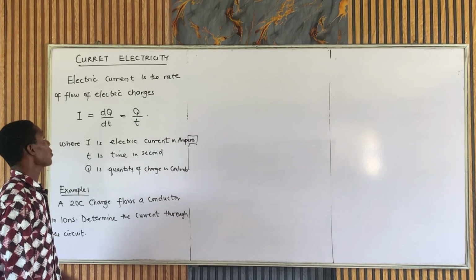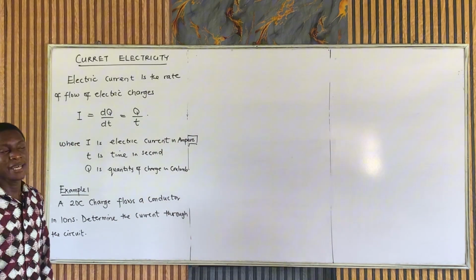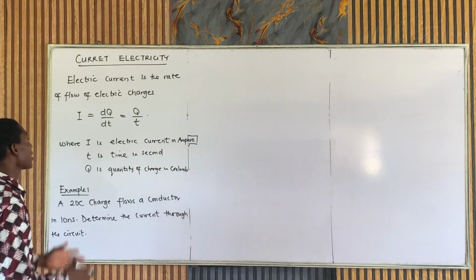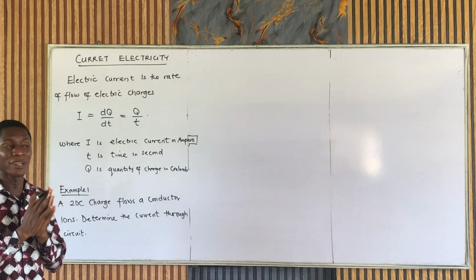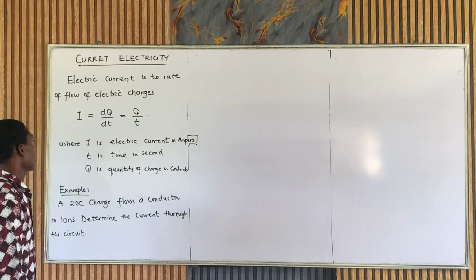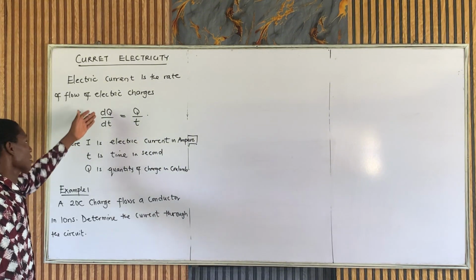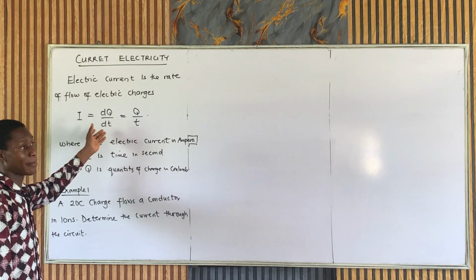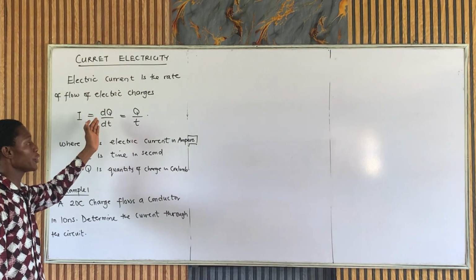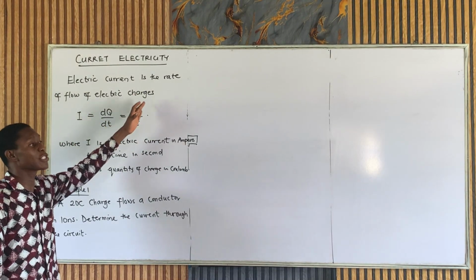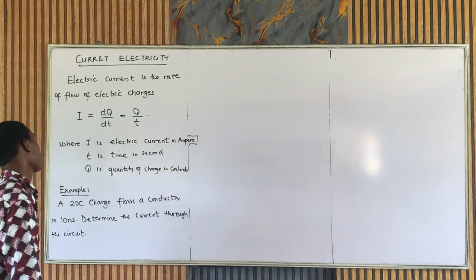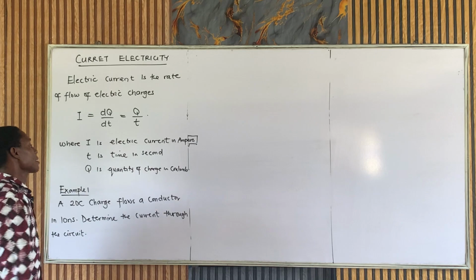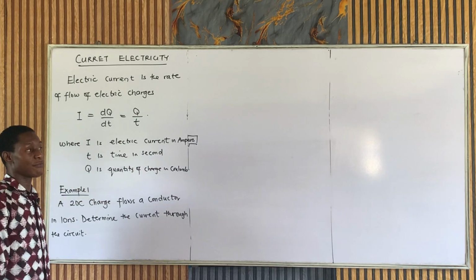So today we want to consider current electricity. What actually is electric current? Electric current is simply the rate of flow of electric charges. From the definition, current is the rate of flow of electric charges, that is charge over time, or change in charge over change in time, or you can just simply say charge over time. Understand that I means electric current, T is time and Q is the quantity of charge.